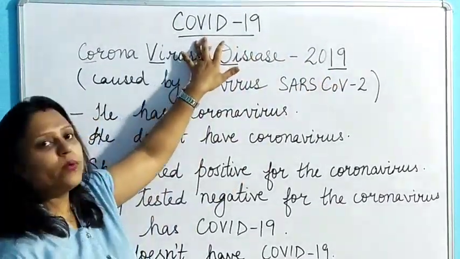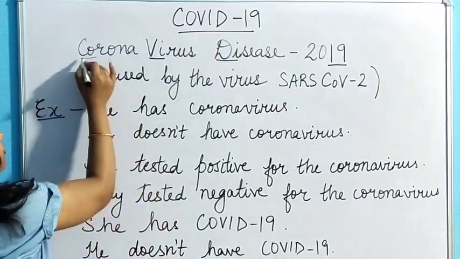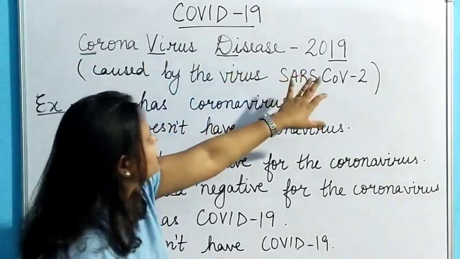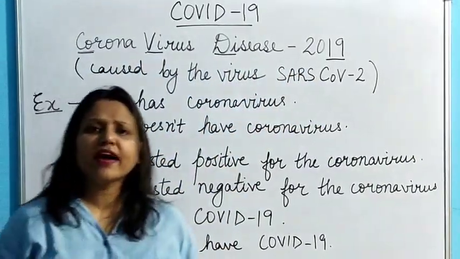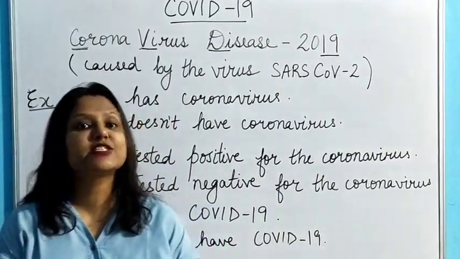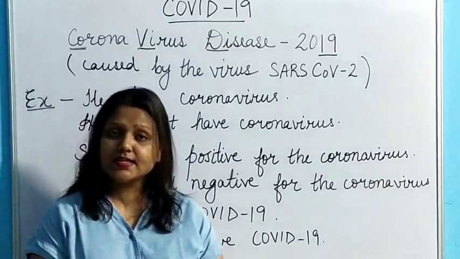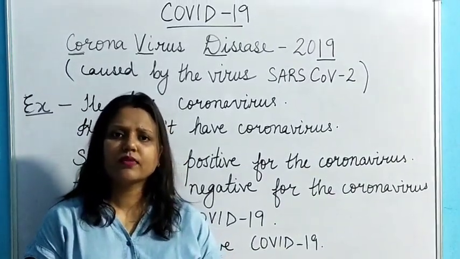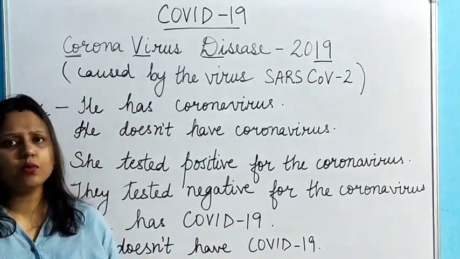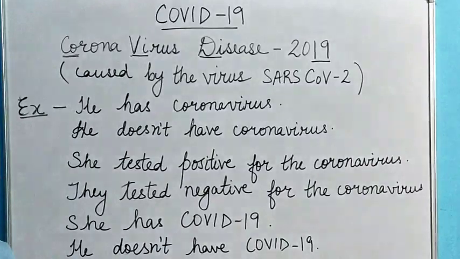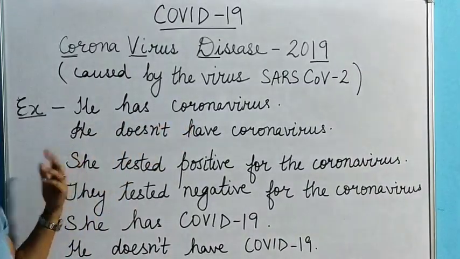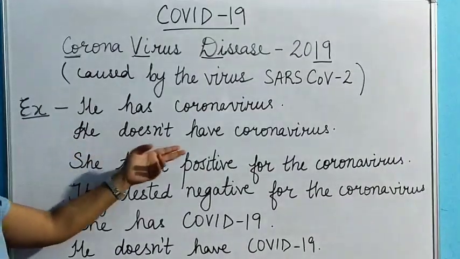The letters of COVID-19 have been taken from this extension, COVID-19. Now, coronaviruses are a family of viruses named for their crown-like spikes that can cause disease in people and animals. So, how can we say if someone has this disease? There can be many ways. Like, we can say he has coronavirus. If he doesn't have it, we can say he doesn't have coronavirus.